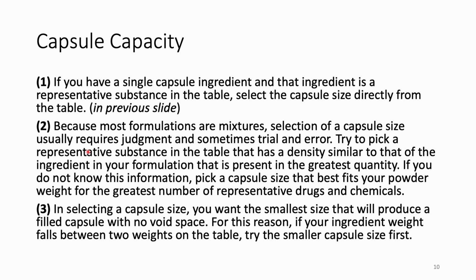This means if your formulation is not in the table, you pick the example ingredient that has the closest density to your drug. In selecting a capsule size, you want the smallest size that will produce a full capsule with no void space. For this reason, if your ingredient weight falls between two weights on the table, try the smallest capsule size first. However, please remember that loosely packed powder will improve the bioavailability. You can select the smaller capsule size, but make sure that it's not too tightly packed.